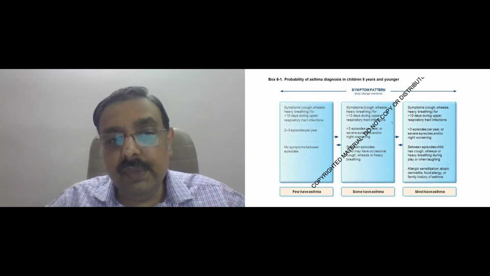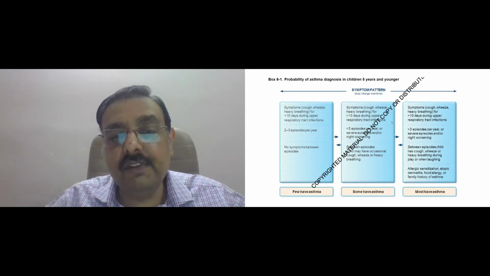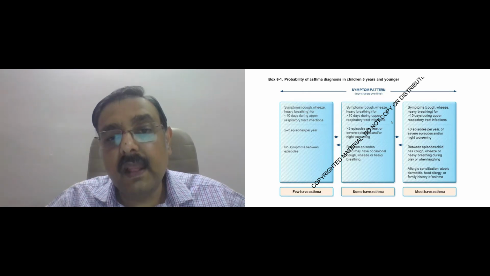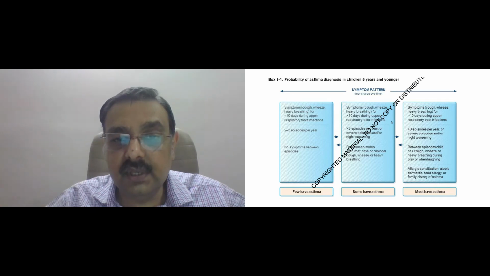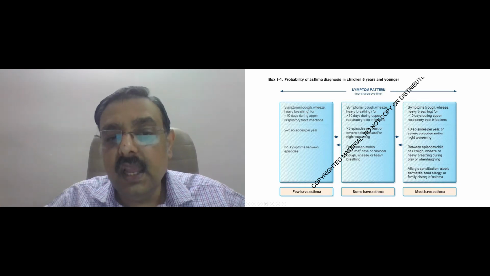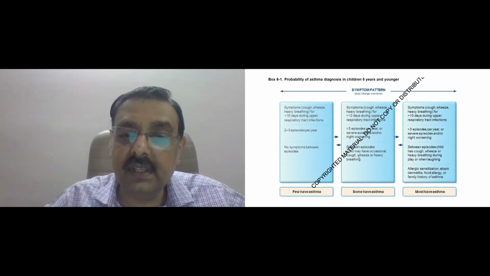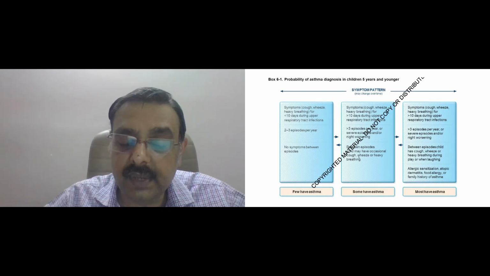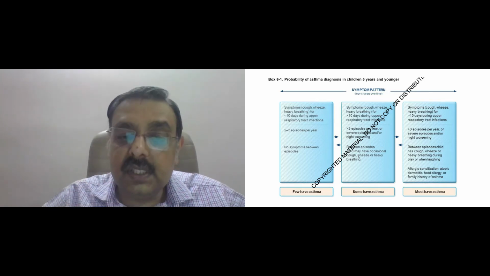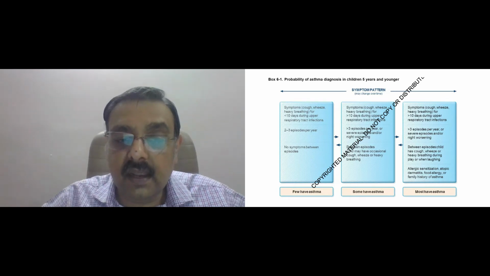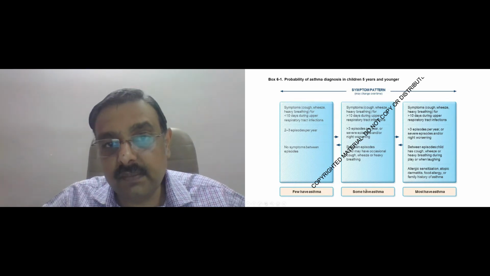Now, as you go on to the middle box, you will find that the duration of episodes increases to more than 10 days. The number of episodes is slightly higher, so more than 3 episodes a year. There can be some episodes which are severe, requiring hospital admissions. There can be night worsening. And in between episodes, the child remains symptomatic. So the child is coughy, the child is wheezy, the child might have heavy breathing, especially in response to exercise. And here it says some will have asthma.